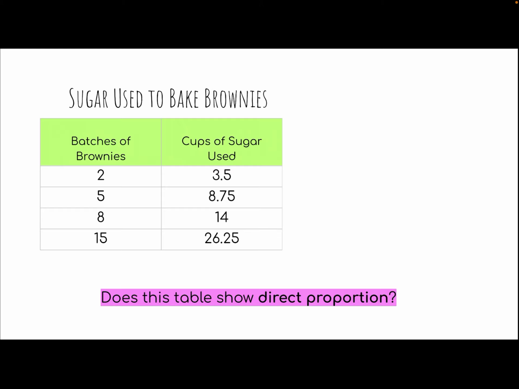Try this one. Sugar used to bake brownies. You can calculate the batches of brownies and the cups of sugar used. See if you can see if the relationship between cups of sugar used and batches of brownies made shows a direct proportion. Pause the video and calculate your unit rate. Also, write the equation if it is a direct proportion.